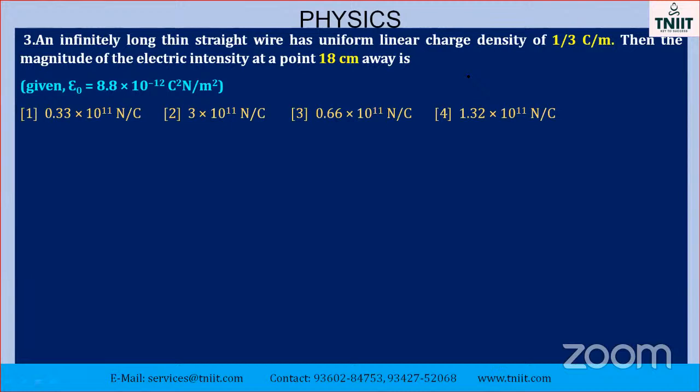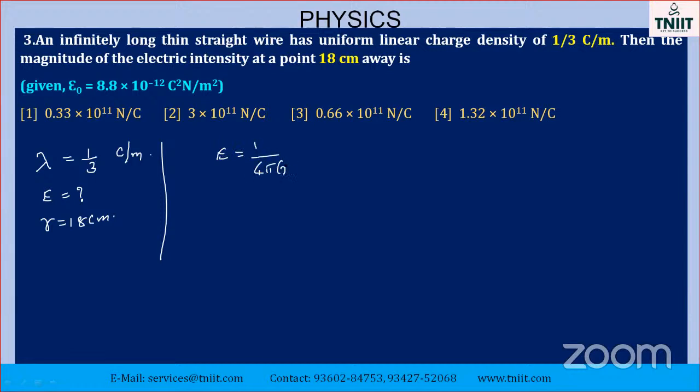Look at the next problem. An infinitely long thin straight wire has linear charge density lambda, which is 1 by 3 coulomb per meter. What is the magnitude of the electric intensity E at a point 18 centimeter away? Now, what is the electric intensity for the uniformly charged wire?